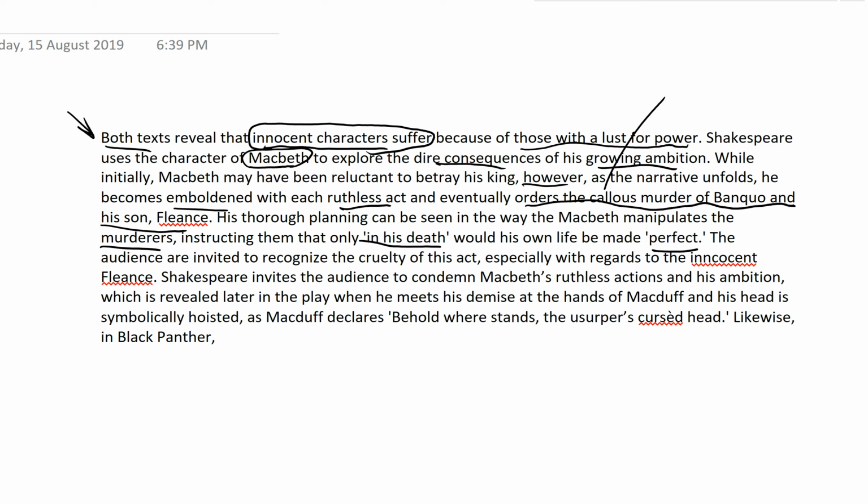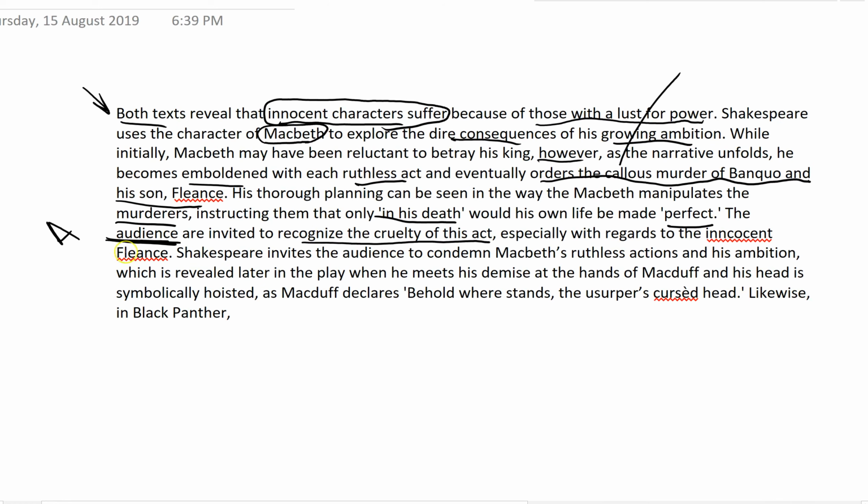The audience are invited to recognise. So now we're talking about audience reaction. So that is an analysis. Recognise the cruelty of this act, especially with regards to the innocent Fleance. So the young boy Fleance, that is particularly cruel to him. Shakespeare invites the audience to condemn Macbeth's ruthless actions and his ambition, which is revealed later in the play when he meets his demise, or when he dies at the hands of Macduff, and his head is symbolically hoisted as Macduff declares, "Behold where stands the usurper's cursed head."